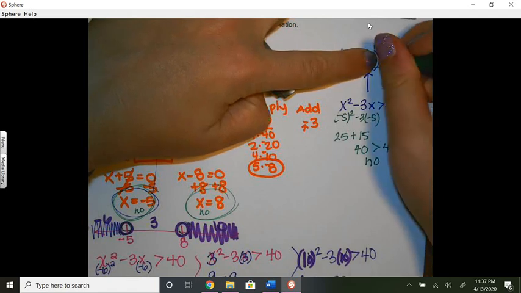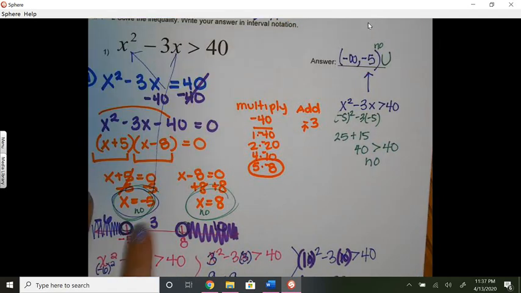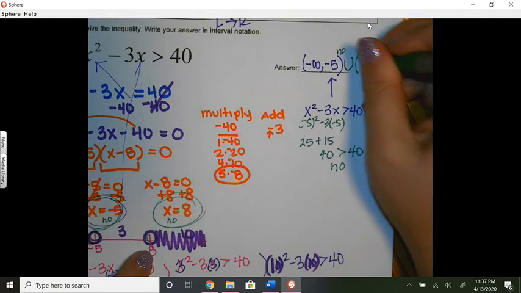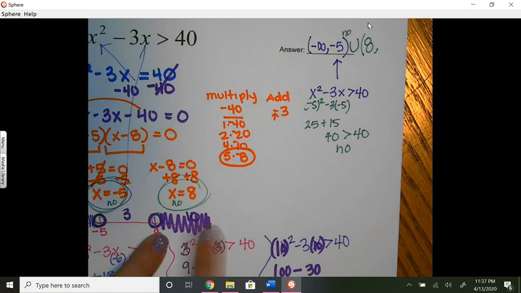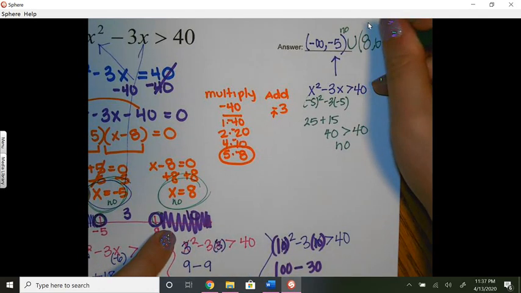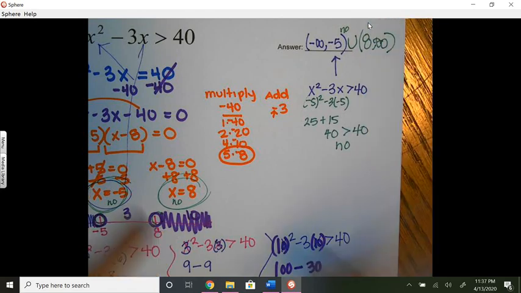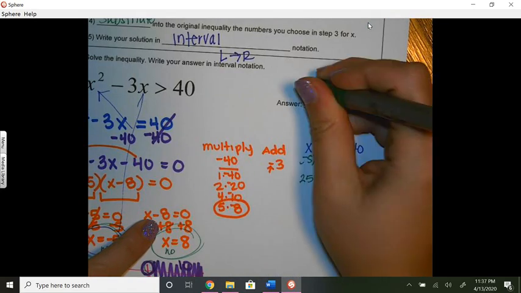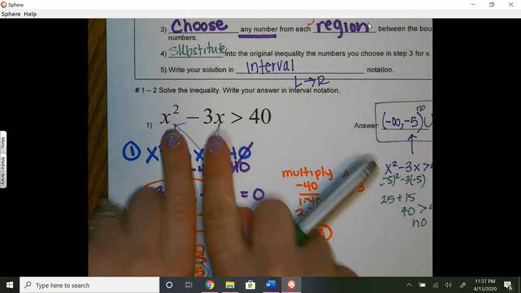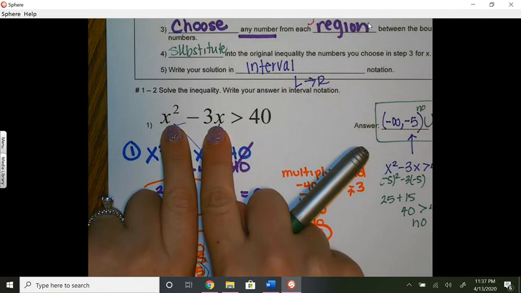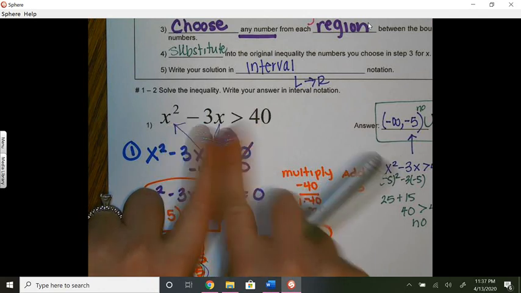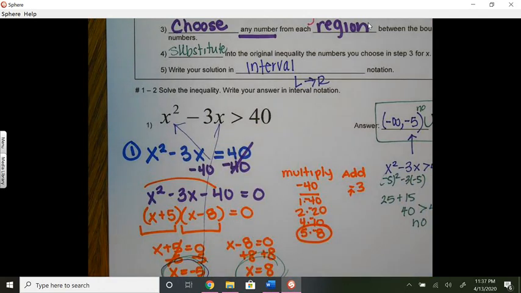And then we're going to put the union symbol because we have that space right here, nothing shaded. So it's the union with 8. And then it goes infinitely to the positive side. And then that would be our solution. So again, what we were trying to find is what numbers, if we plug them in for x, are greater than 40.